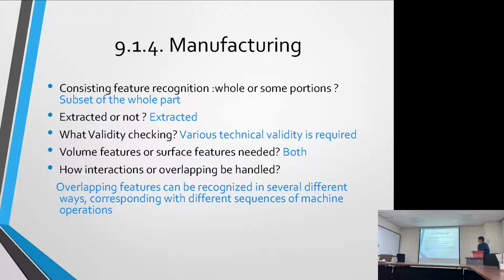And various validity checking is required for manufacturing, and this depends on what kind of manufacturing process you want to use. And you can read more on this detail in chapter 11. And then you usually need both volume features and surface features, because, for example, fixture planning for your manufacturing requires the surface information, but the surface information must be viewed as a whole, as part of the overall solid model for your machining.